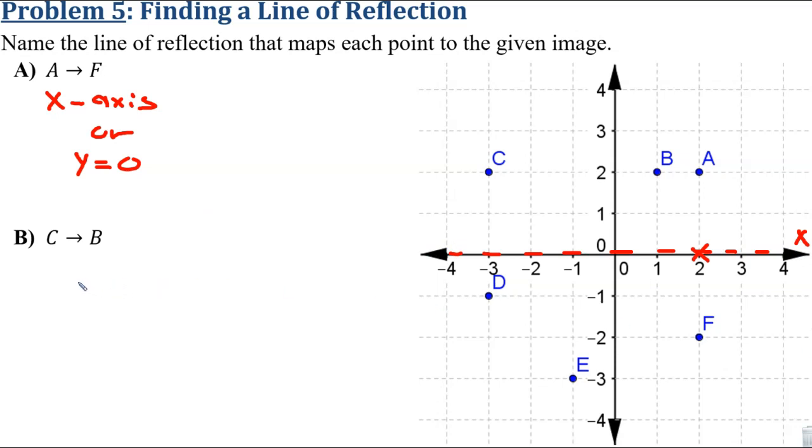Okay, part B, same idea. We want to reflect from C to B. Once again, we want to figure out what's directly in the middle of those two. Well, here's the midpoint between C and B. So if I draw that line in, we'll have a vertical line which intersects the x-axis at -1. So I can describe that line as x equals -1. So there's two examples of coming up with the line of reflection, or in other words, the reflection rule for reflection transformations.